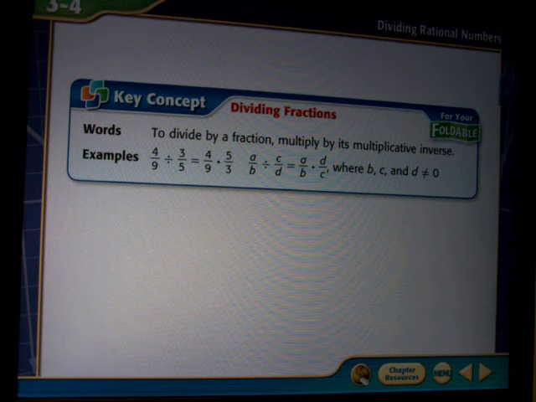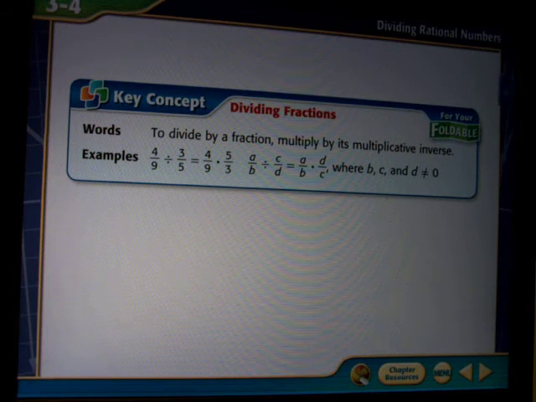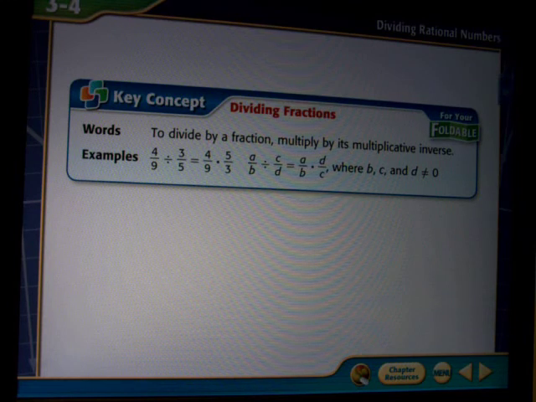So now, when we divide by a fraction, we're literally going to multiply by its multiplicative inverse, or multiply by its reciprocal. So if we use the example of 4/9 divided by 3/5, that means the same as 4/9 times 5/3.